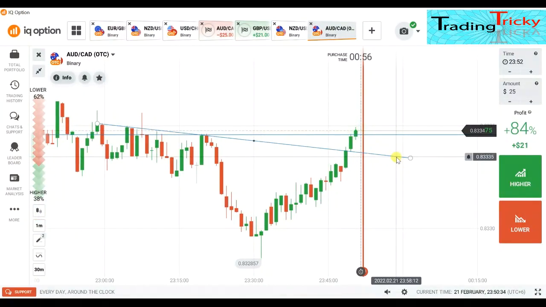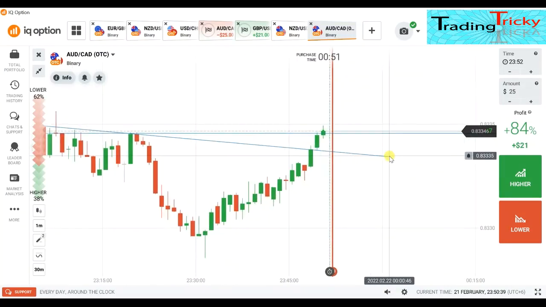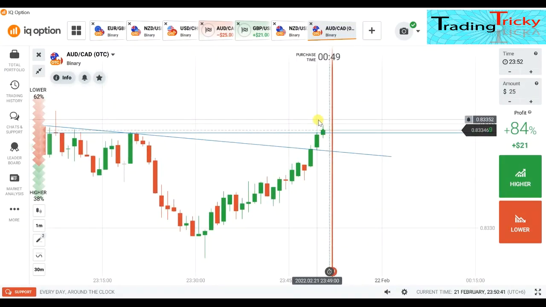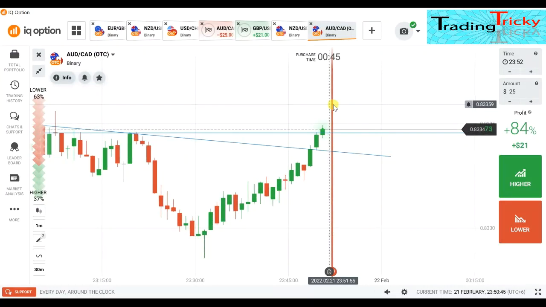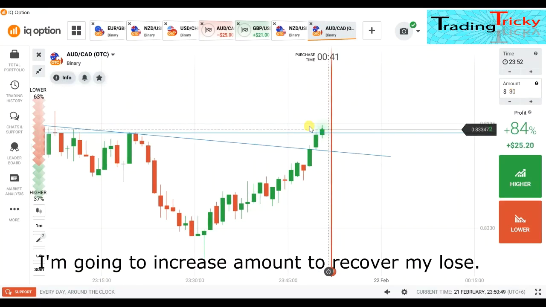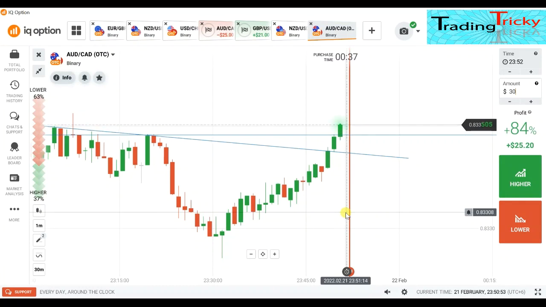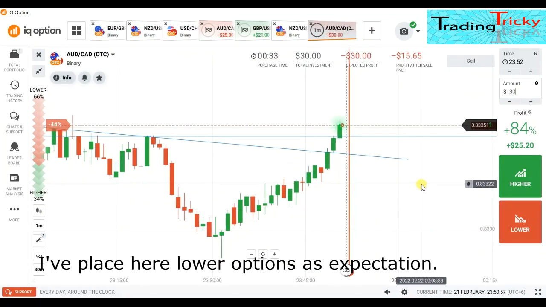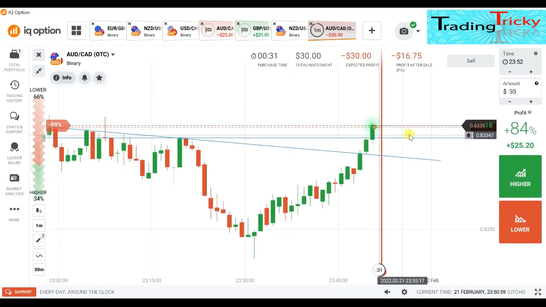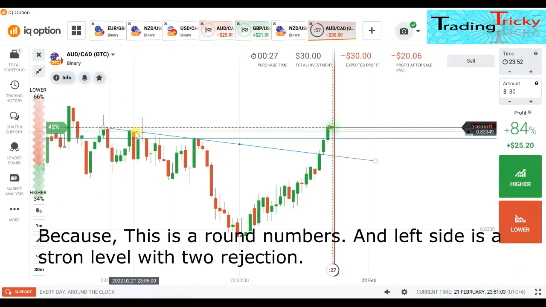Okay, next candle we can place a lower option here. Let me check the movement by the buyers and sellers. So I'm going to increase my amount here to recover the 25. Okay, I have placed a lower option here because this is a round number, so you can see, and there are two levels actually.